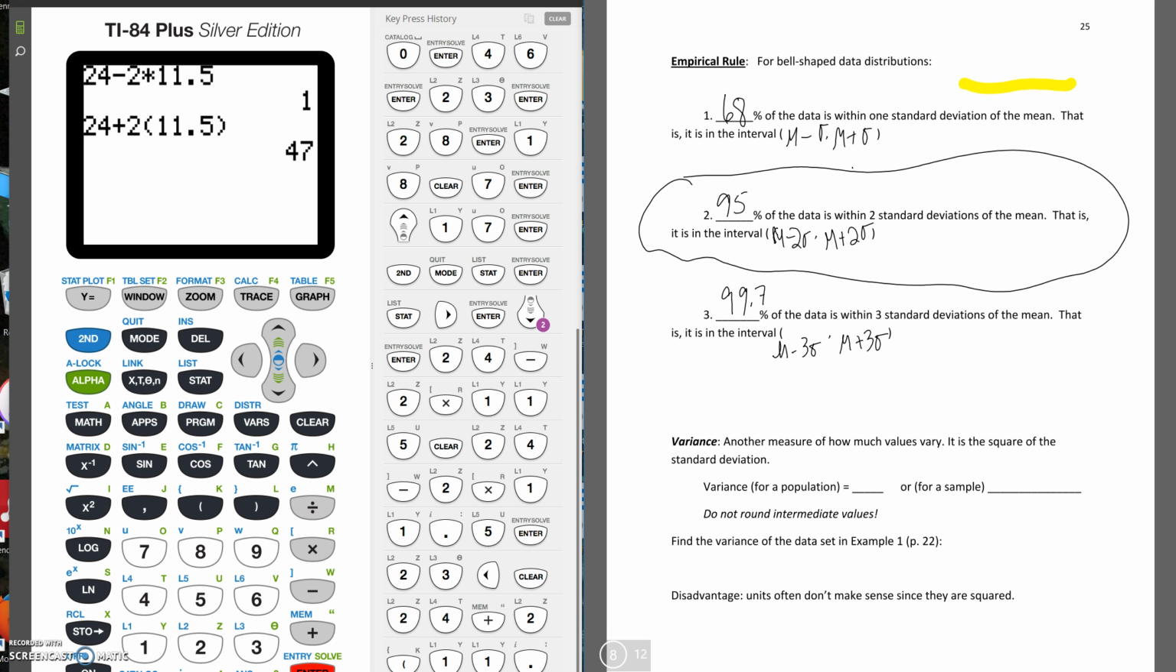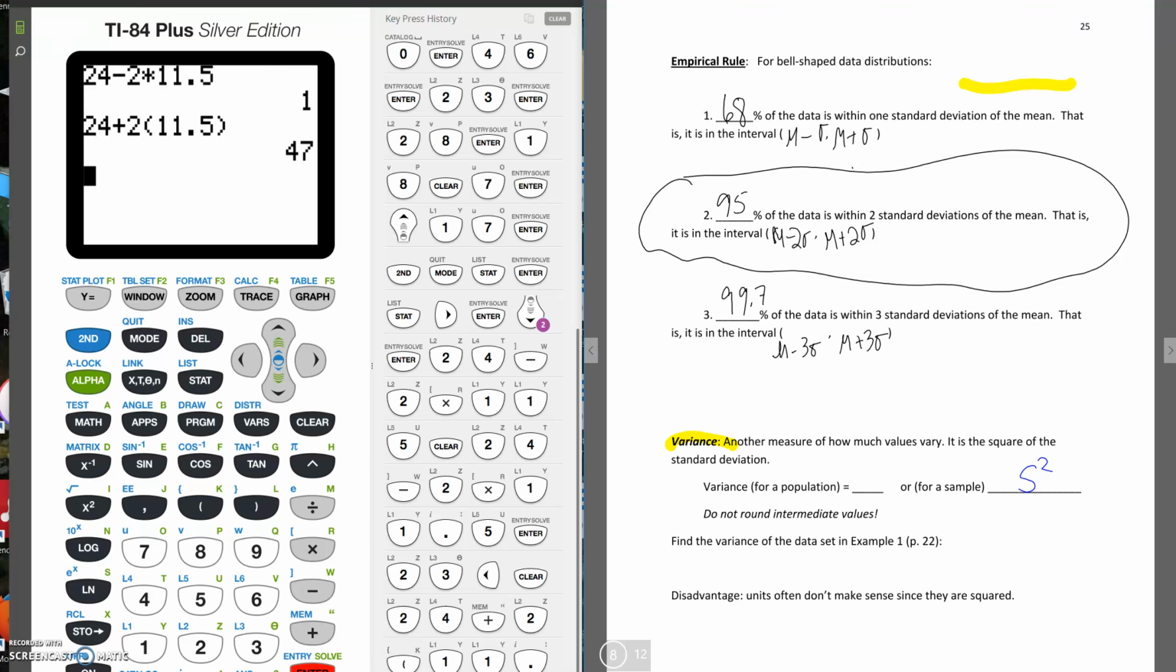There's one other term we have here, and that's the variance. The variance is another measure of how much values vary, and it's just the square of the standard deviation. You just take the standard deviation and you square it. So you do have to find the standard deviation using your calculator. For a population, it's sigma squared, and for the sample, it's s squared.